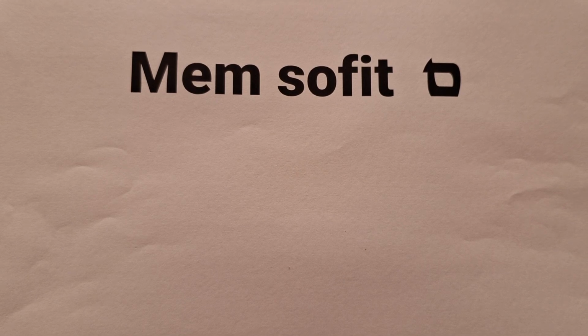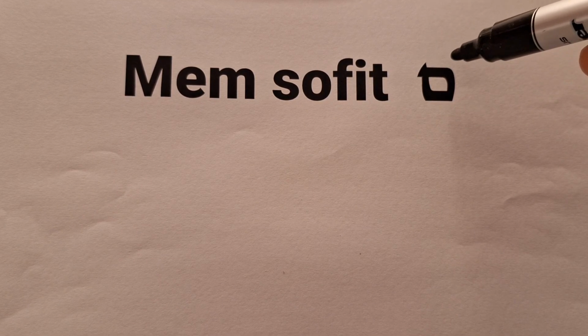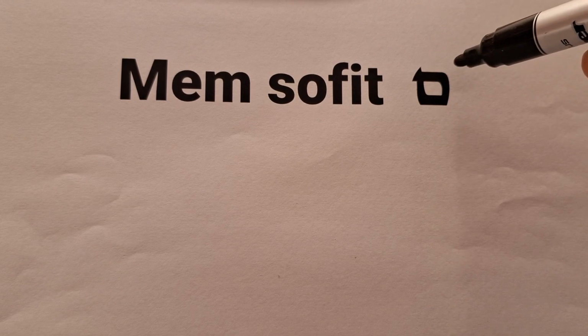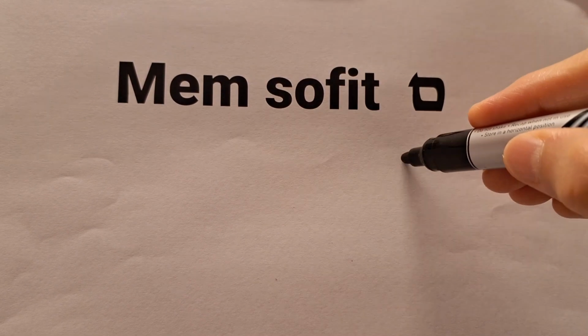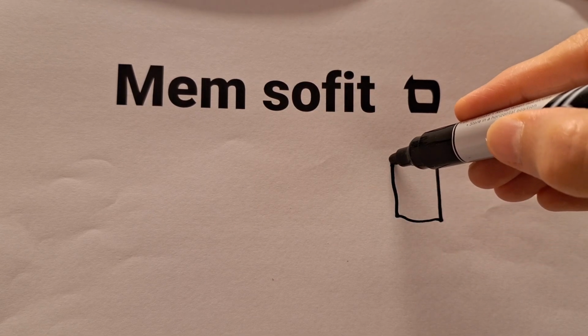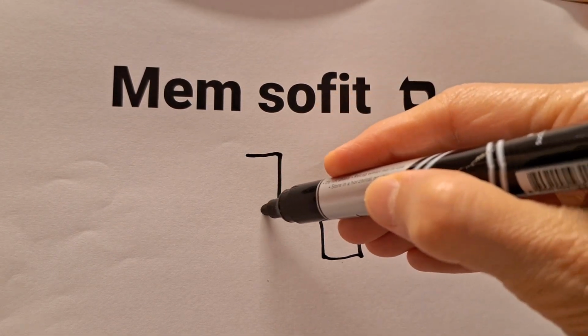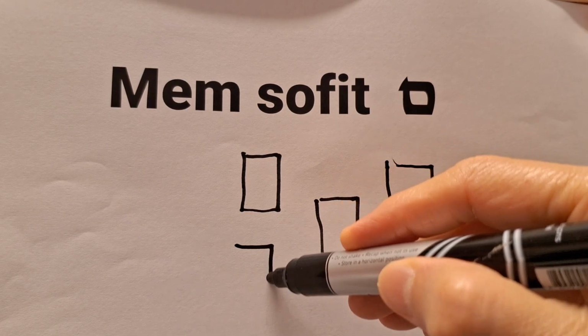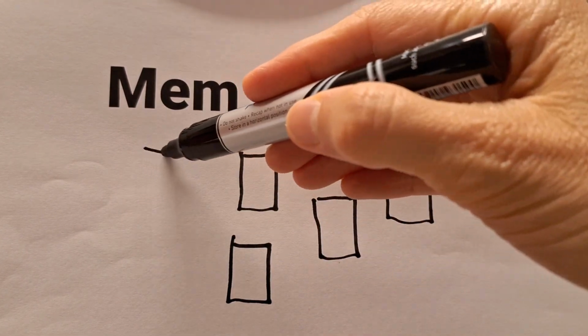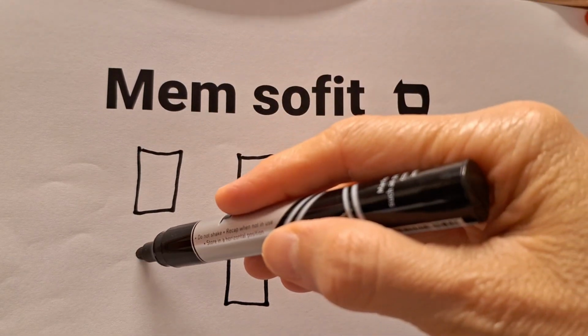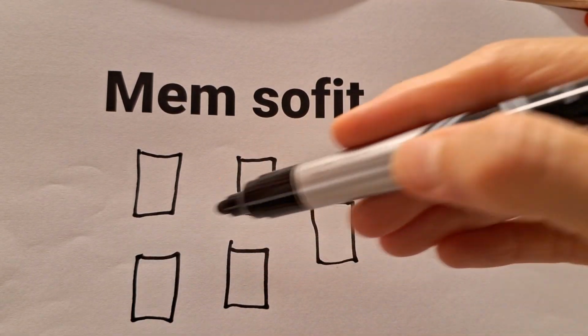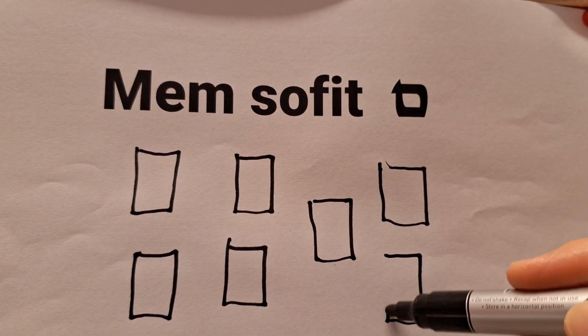Mem sofit comes in the end of the word, sound of M, of course, and it looks like a washing machine, like a rectangle. 1, 2, 3, 4.